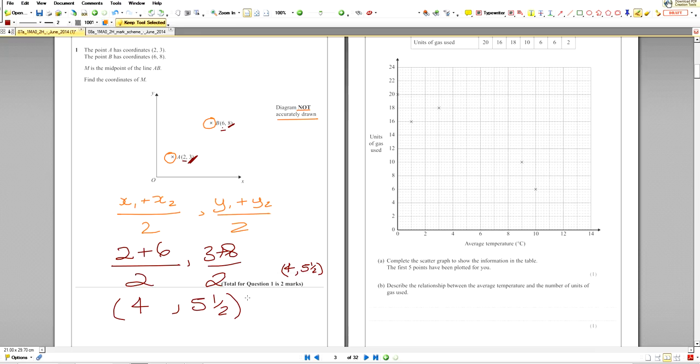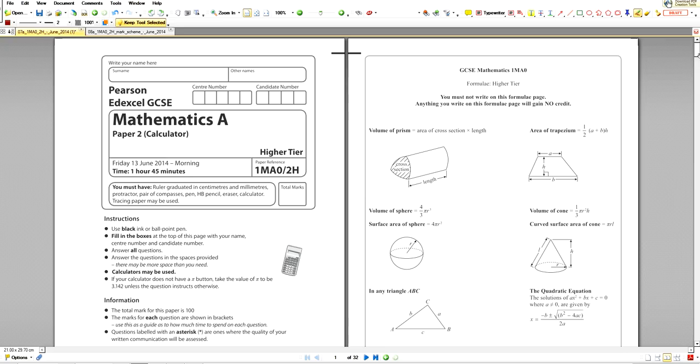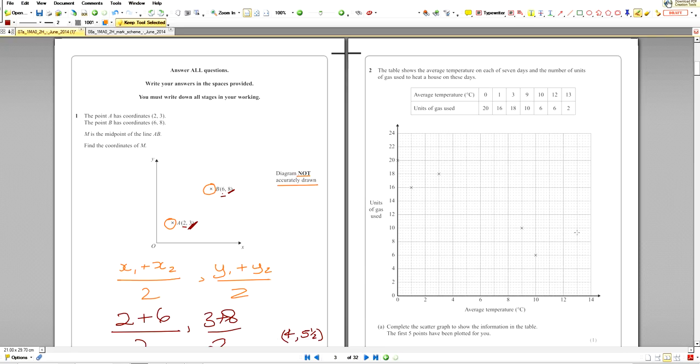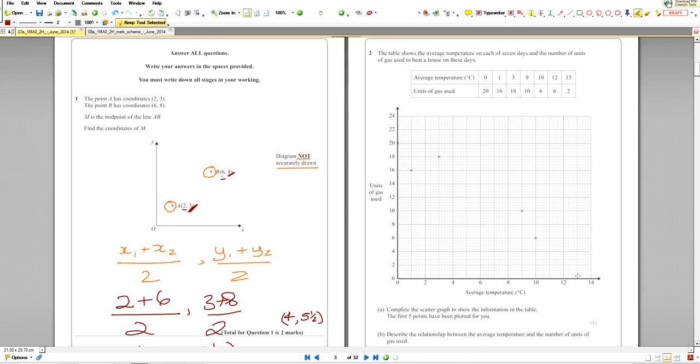Is that good? Right. The next question is talking about correlation. I need to use my mouse as well as my pen. The table shows the average temperature on each of 7 days and the number of units of gas used to heat a house on these days. Complete the scatter graph to show the information in the table.